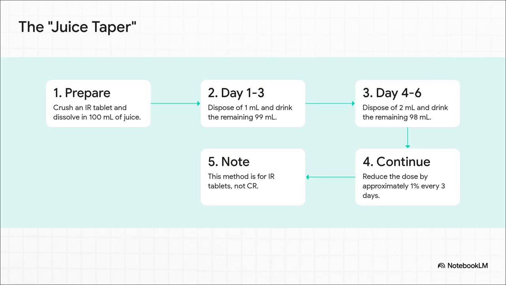So what can you do for that patient who is just having a terrible time trying to get off of it? Well, here's a super practical step-by-step method you can teach them. It's often called the juice taper. They basically dissolve an immediate release tablet in a specific amount of liquid, which lets them make these tiny, precise dose reductions over a really long time. This gives their brain a chance to slowly adapt and helps minimize those awful withdrawal symptoms.